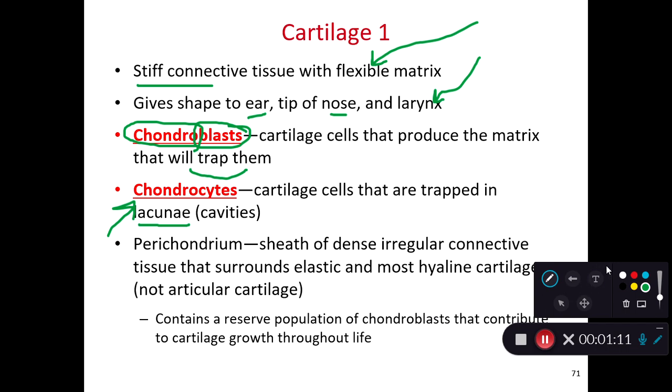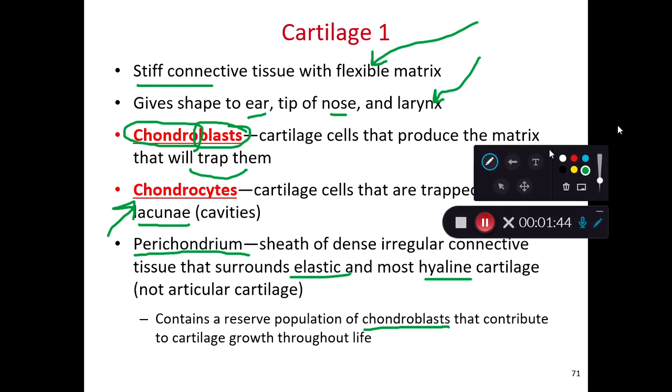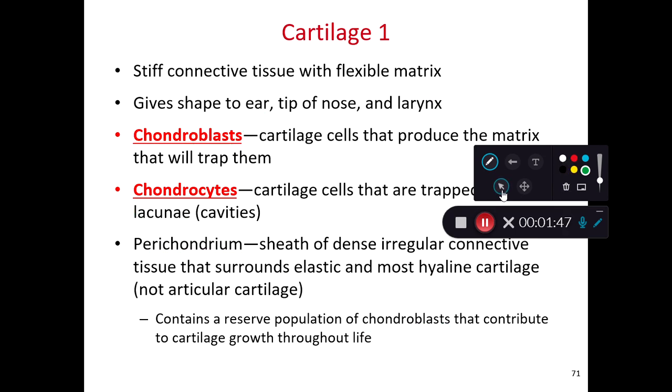We find that we also are going to have wrapped around our cartilage tissue something known as the perichondrium. And the perichondrium is a membrane or a sheath of dense irregular connective tissue. And it's going to surround our elastic and a lot of our hyaline cartilages. And it just serves to help give us a definitive ending point of that tissue. The perichondrium is going to have chondroblasts in reserve, and we use those chondroblasts to constantly regenerate and grow little bits of cartilage throughout our life cycle, throughout our lifespans.